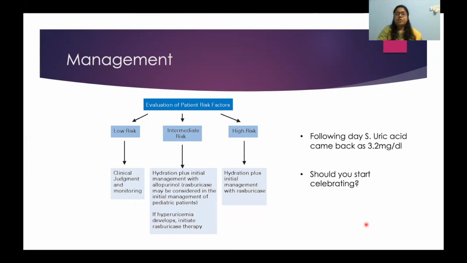So once you have drawn a sample, and if you are not analyzing it within 5 to 10 minutes, then because of the action of rasburicase, the serum uric acid level in the sample that you have drawn will keep on reducing, and you will get abnormally low levels like 0.5 or even 1 milligram per deciliter. So how to rectify this?